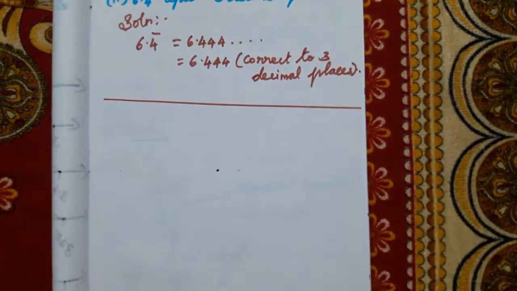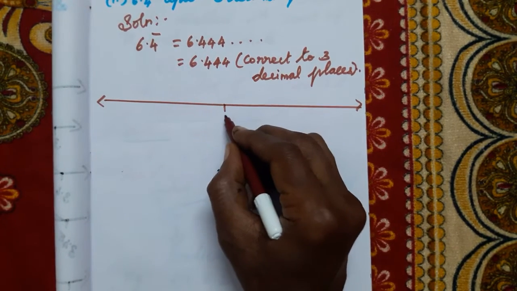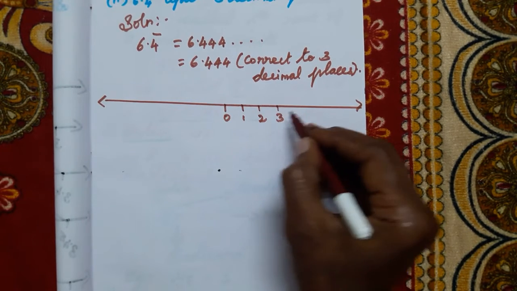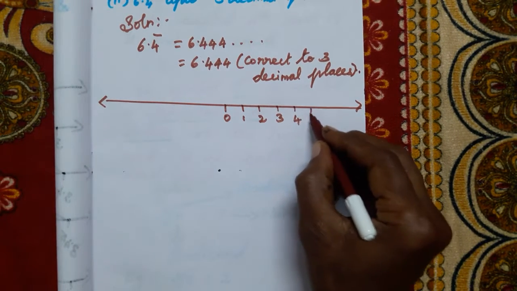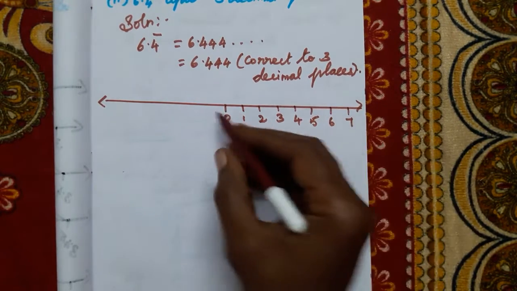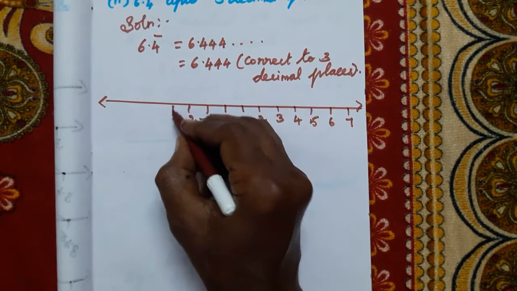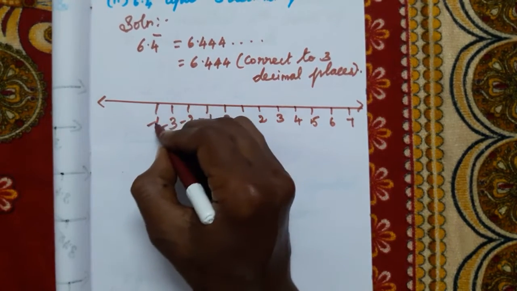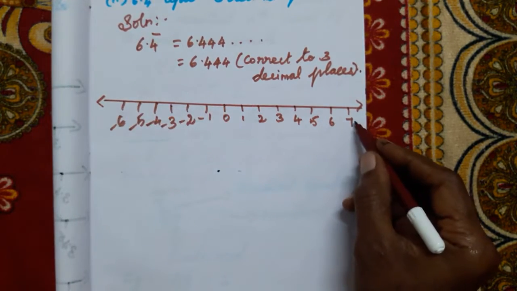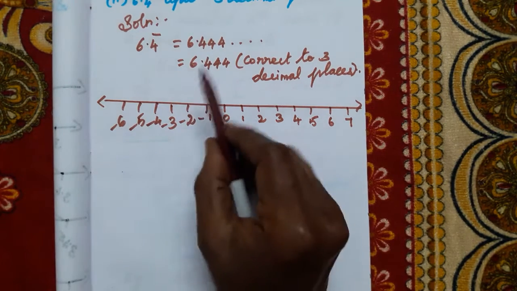Okay. Draw a number line. 0 in the middle. 1, 2, 3, 4, 5, 6, 7. Here, -1, -2, -3, -4, -5, -6. Anyway, up to 7; 7, 8 also you can write it. Up to 7 you have to write compulsorily.